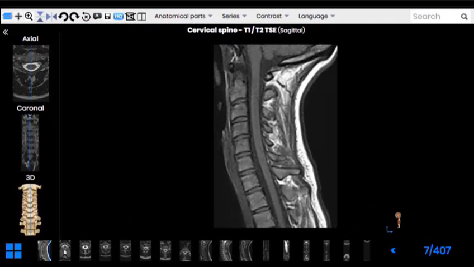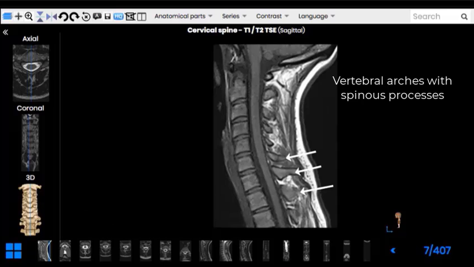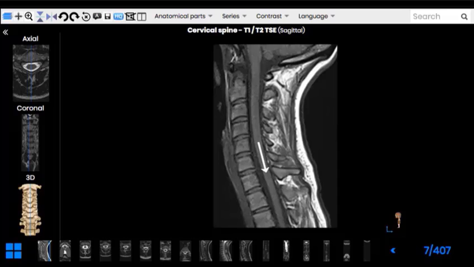Now let me switch to the sagittal MRI image. The bodies of our vertebrae are all located anteriorly here, and the bony processes which are just behind are the spinous processes. We have some space between them, between the arches and bodies. This is the vertebral canal. The spinal cord is running down through it.